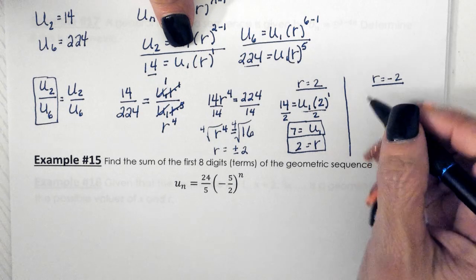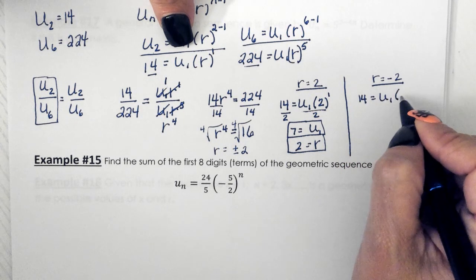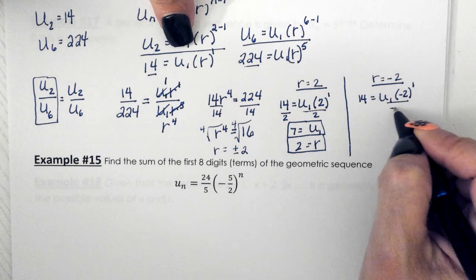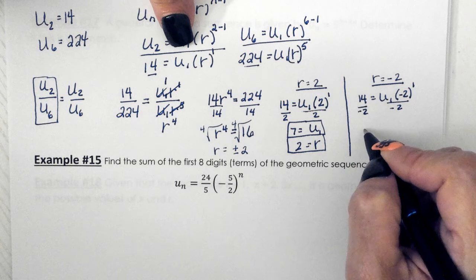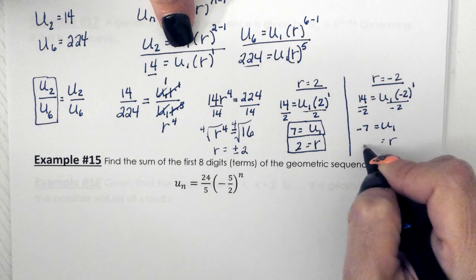If R is negative 2, I'm going to use that same equation. 14 equals U1 times negative 2 to the first power. Divide both sides by negative 2. Negative 7 equals U1. And my R equals negative 2.